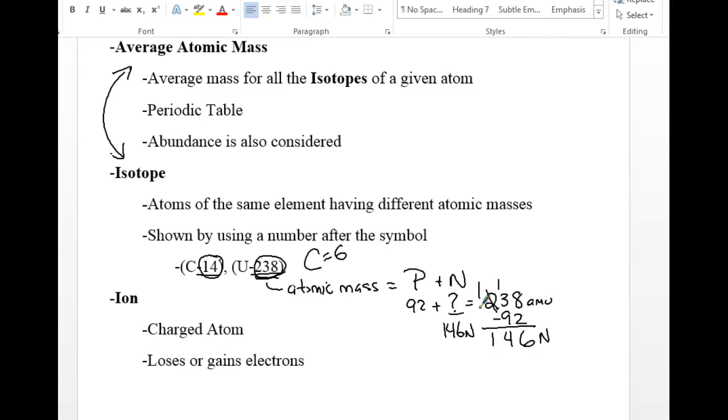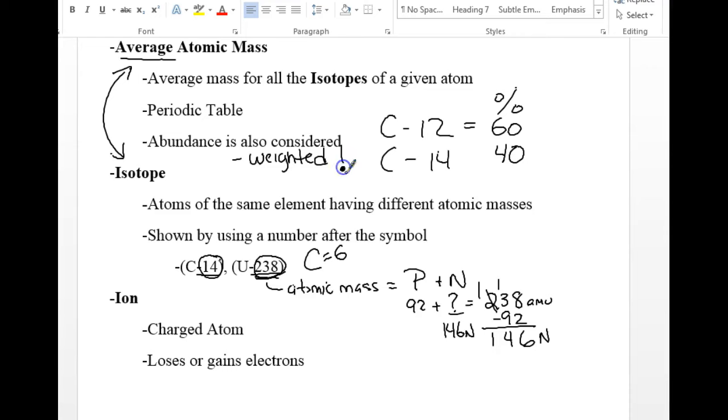Isotopes then play into this idea of average atomic mass. That term refers to the average mass for all the isotopes of a given element. This is on the periodic table, and something called abundance is considered. So if you have carbon 12 and carbon 14, there's a certain abundance. Maybe the percent of all carbon you have is 60%, and I'm just making these up, then carbon 14 would be 40%, and then you would take the mass of this times 0.60 and this times 0.40, and I'll show you that in a different video. That gives you the average atomic mass, because these are weighted. So you have to consider the abundance, and that helps you get the average atomic mass.